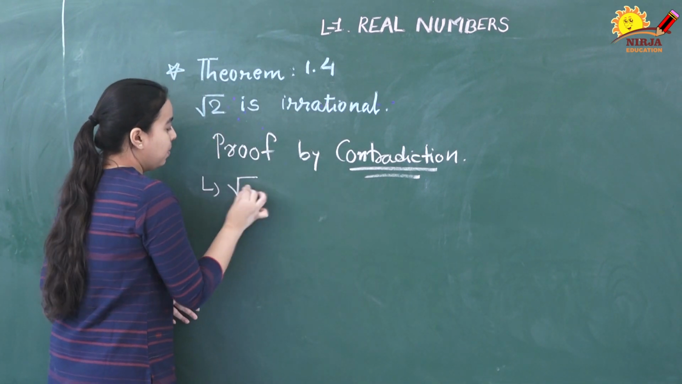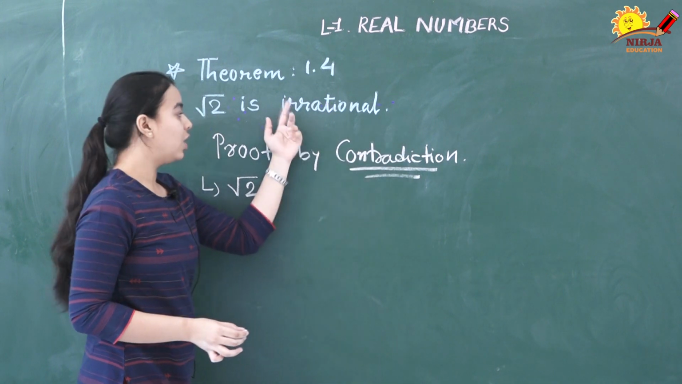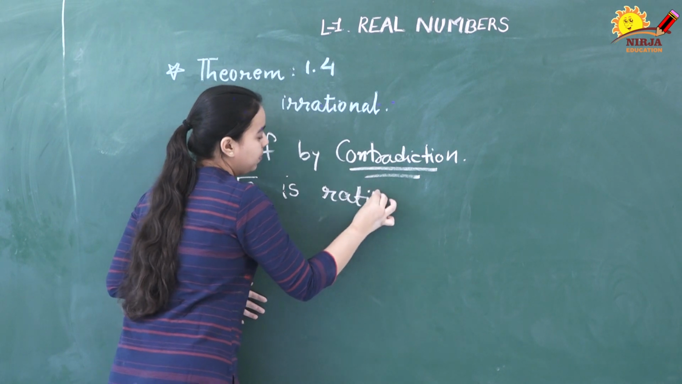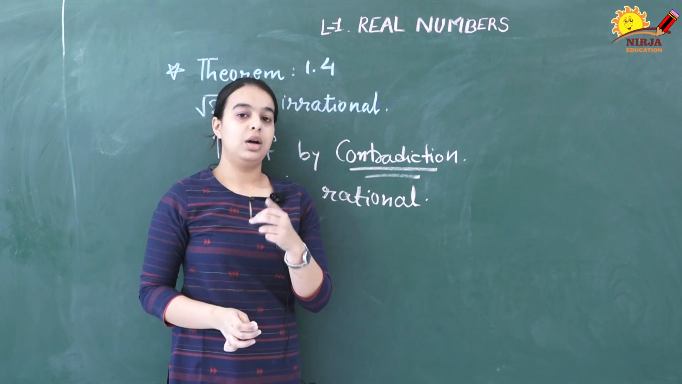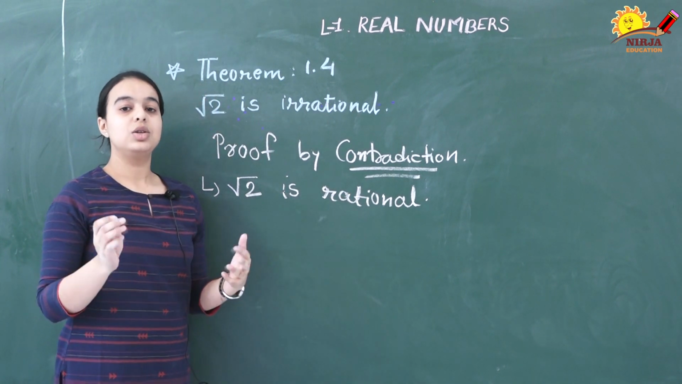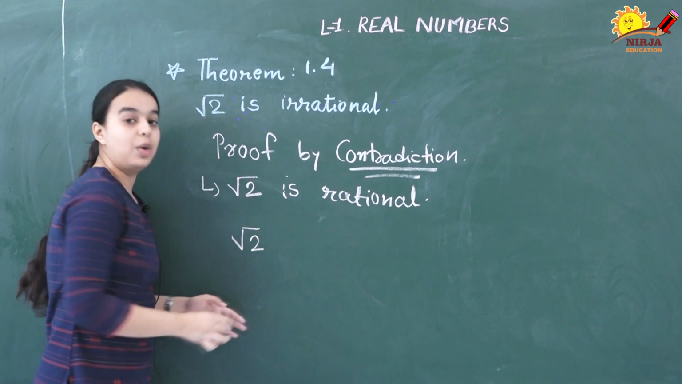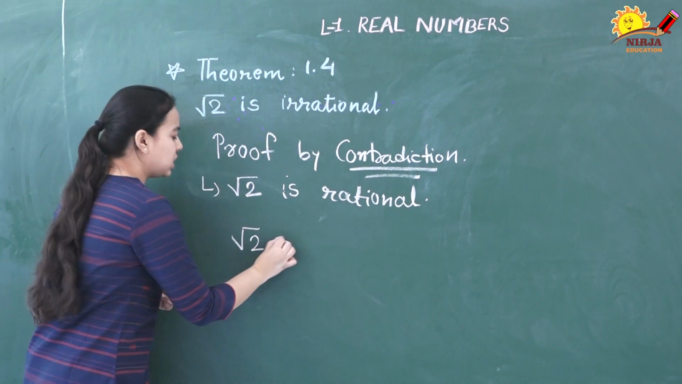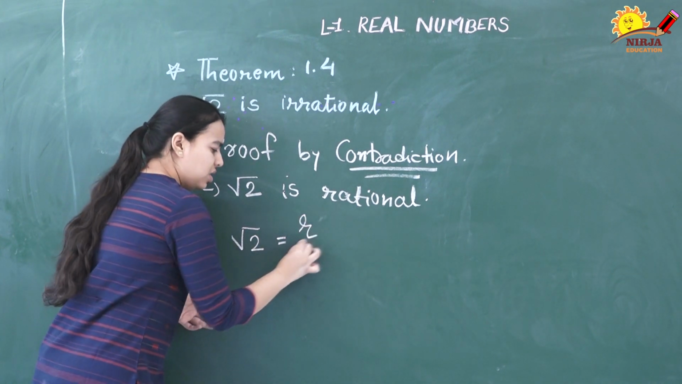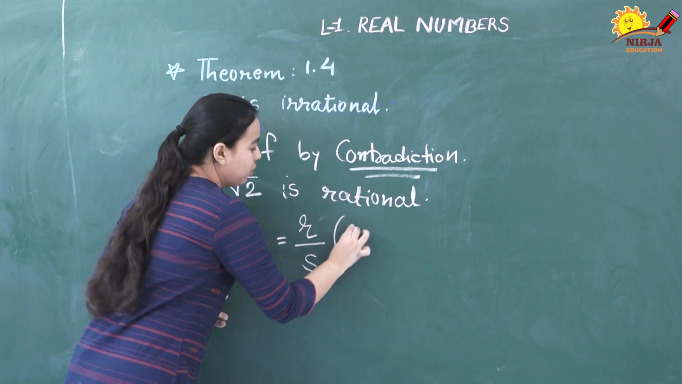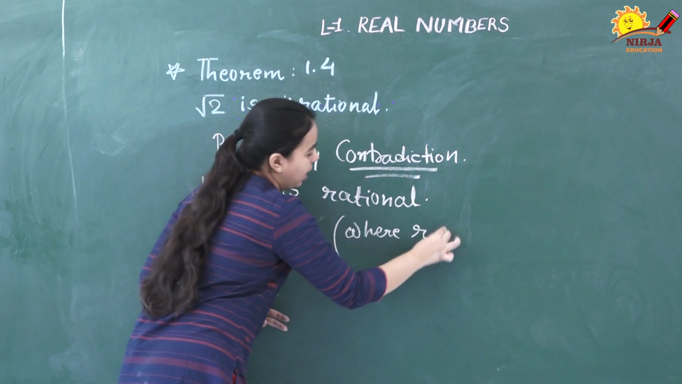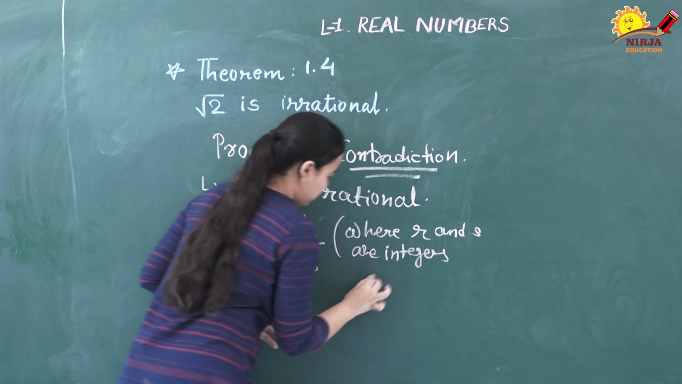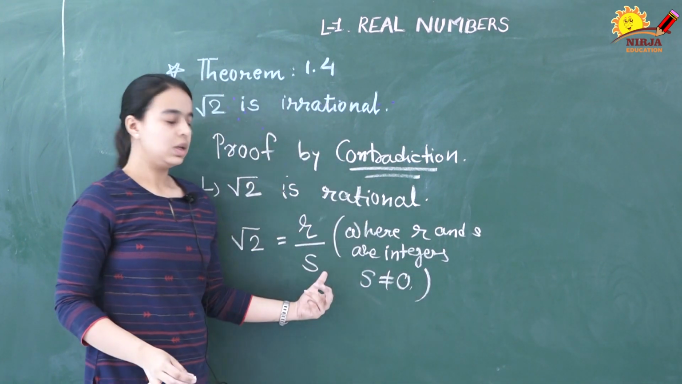Let's do it. Using the method of contradiction, we are going to write: assume that under root 2 is a rational number. As you all know, if under root 2 is a rational number, we can write under root 2 in the form of p by q, where p and q are integers and q is not equal to 0. Here I am taking two integers as r and s. We can take any number as an integer, right? So, where r and s are integers and s is not equal to 0.